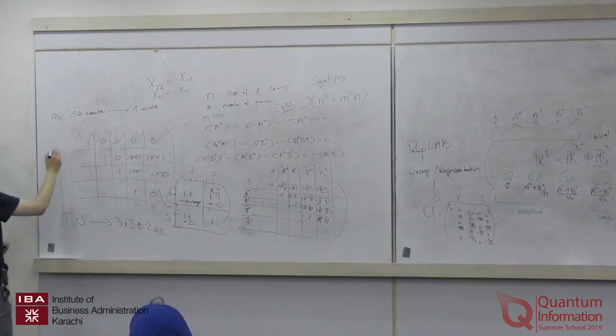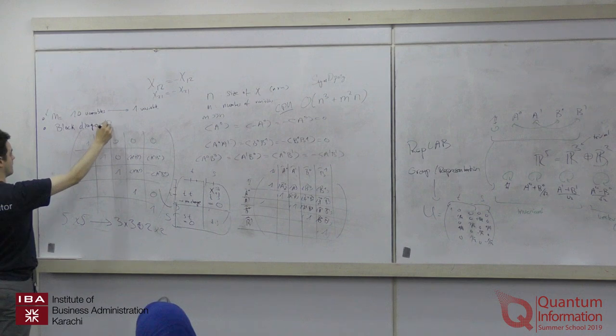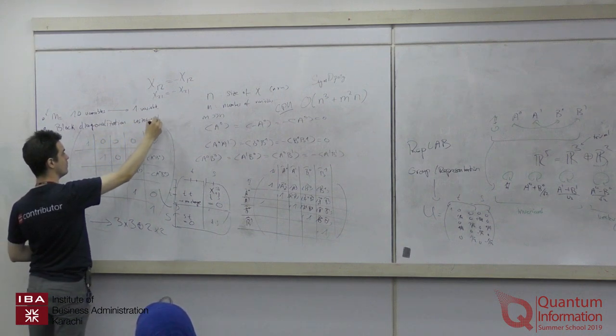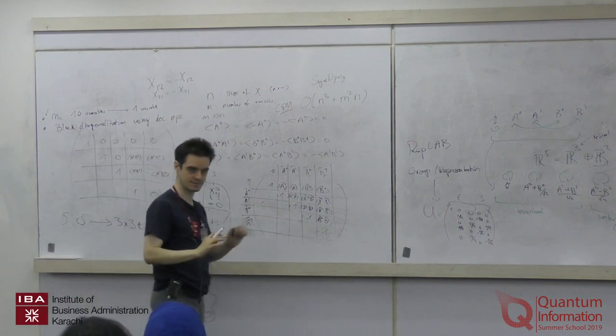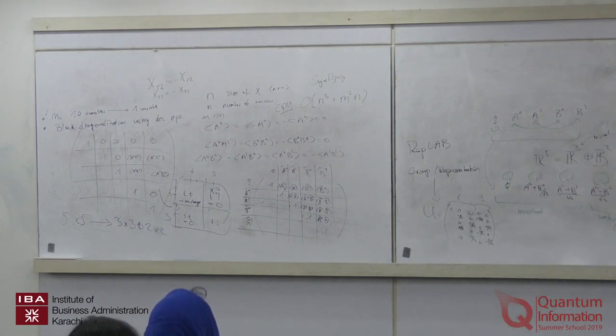So that was the first thing that we did. The second one is called block diagonalization, using the decomposition of representations. And RepLab automates that completely. There is a catch, it's a very hard problem, so RepLab is approximating it.